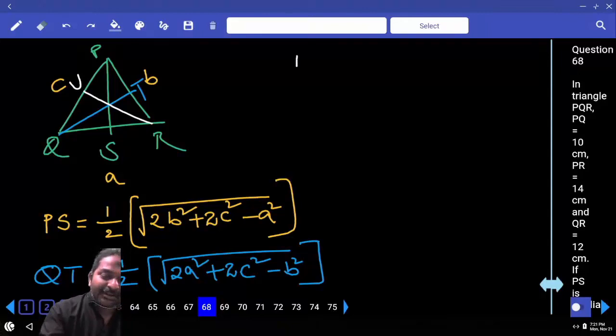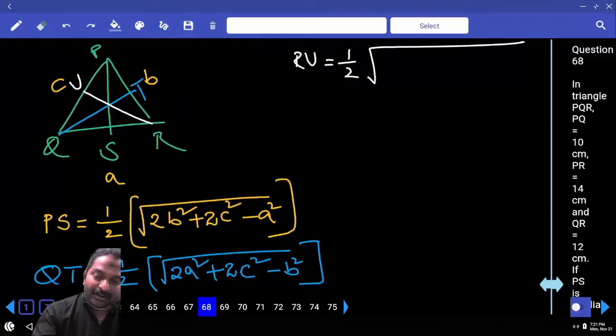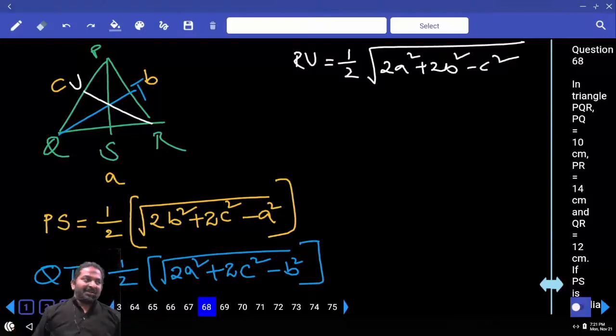If it is RU, corresponding sides A and B, half of under root of 2A square plus 2B square minus C square. Nothing can be done. You just need to substitute in the formula. Okay. Can you do that? Are you done with this? Chalo, next.